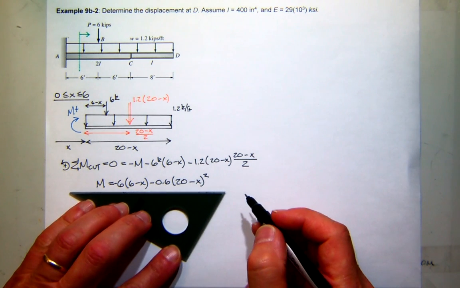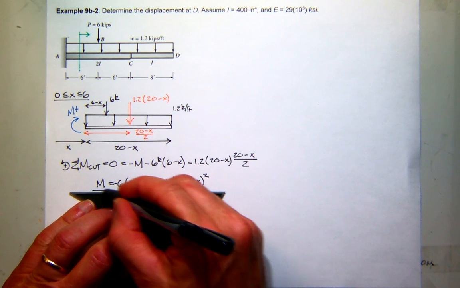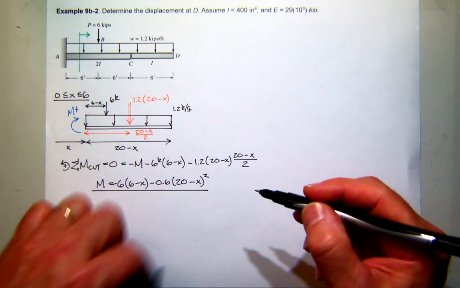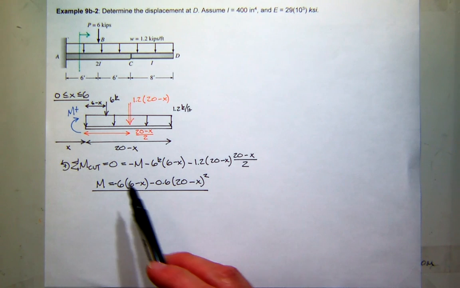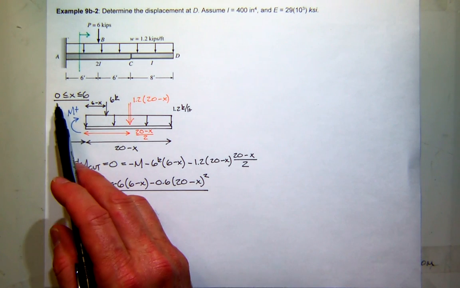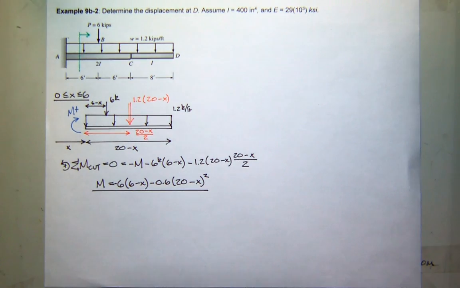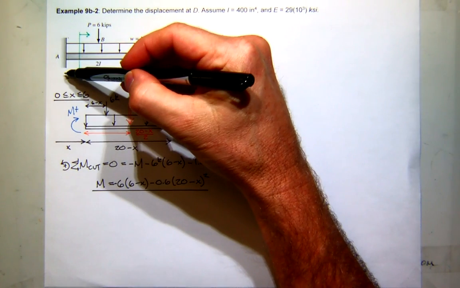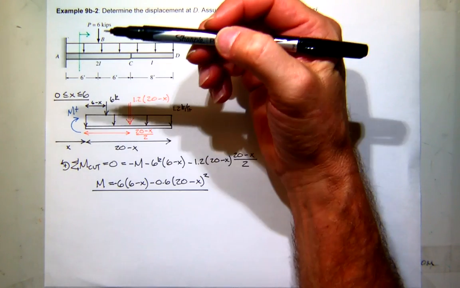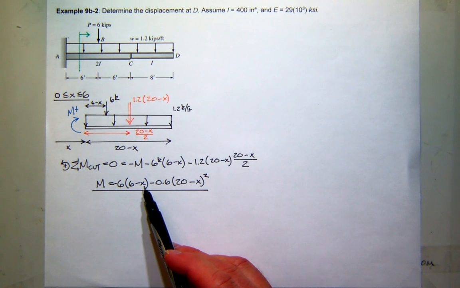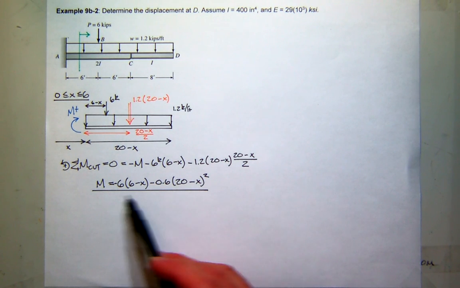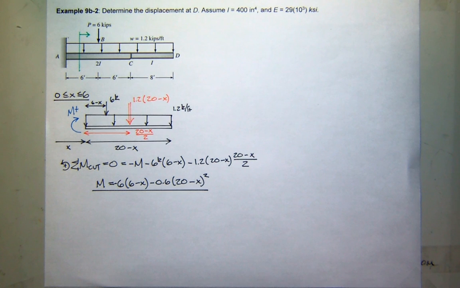Does it work? Well, I don't really know, do I? Because it's only valid from 0 to 6. Do I know the moment anywhere between 0 and 6? I do not. Now, I would know it at x equals 0 if I had my reaction, but I did not get that. So hopefully at x equals 0, you could compute it. But you could go back and check it if you wanted to.